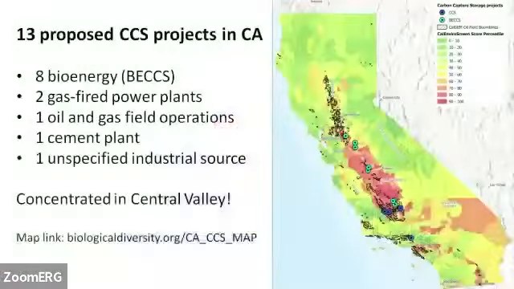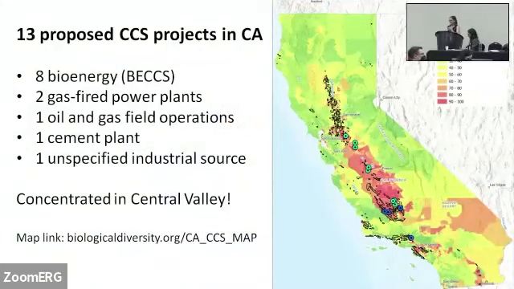So understanding air pollution from CCS really matters because there are big plans for CCS facilities in California communities. We know of 13 proposed CCS projects in California shown in this map, and all but one are concentrated in Central Valley communities already overburdened with some of the nation's worst air pollution. 8 of those facilities are BECCS, or biomass with CCS facilities. Those are shown in turquoise.